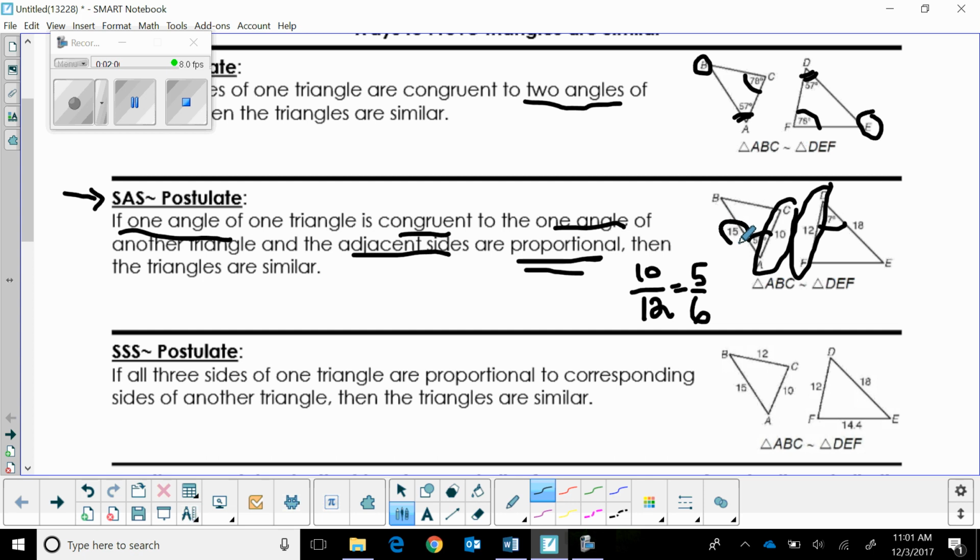The other two sides also have to be proportional. So let's look at that one. 15 is to 18. Well, if I reduce that by 3, I get 5, 6. So we can see that these two proportions are equal to each other. So both pairs are 5, 6. Therefore, we can say the triangles are similar by side, included angle, and then the side.